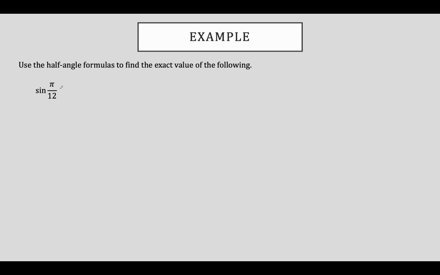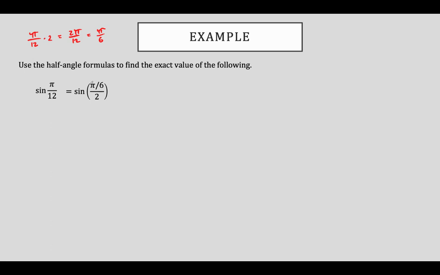If you're trying to figure that out, the easiest way to do it is to take pi over 12, or whatever your angle is, and multiply it by 2. Notice that gives us 2 pi over 12, which is pi over 6. So pi over 12 is 1/2 of pi over 6, or pi over 6 divided by 2. All right, these are equivalent. The sine of pi over 12 is equal to the sine of pi over 6 divided by 2.